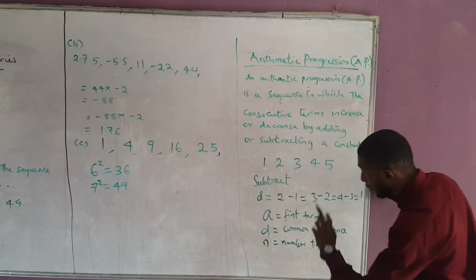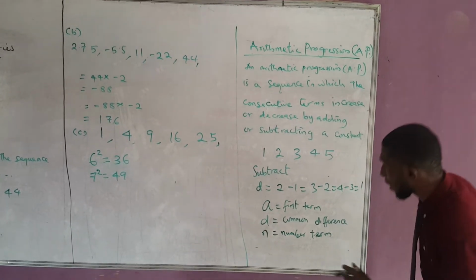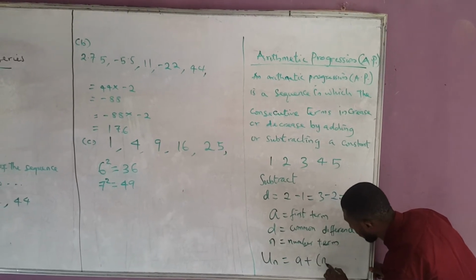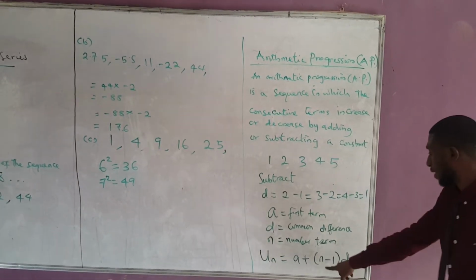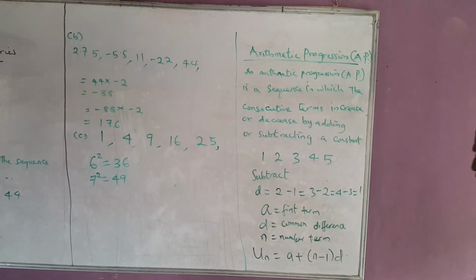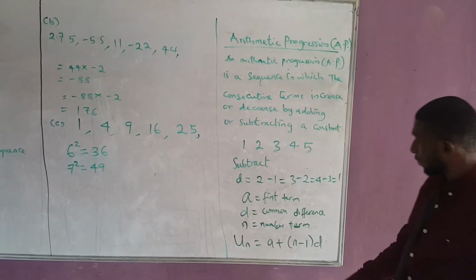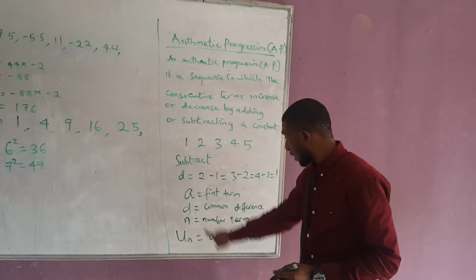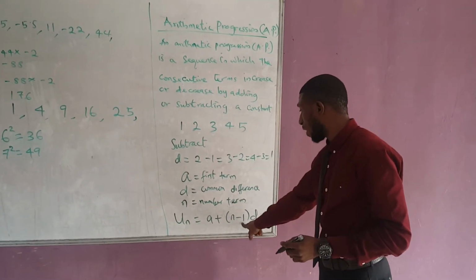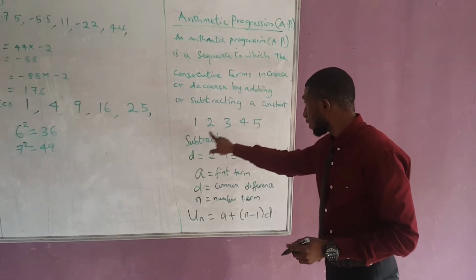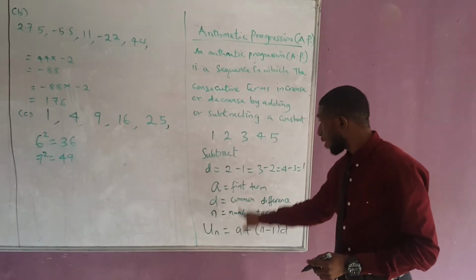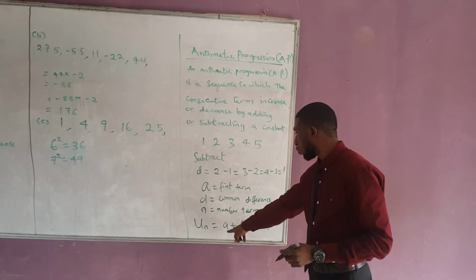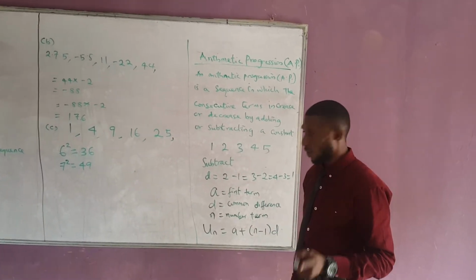So in short, to write the formula for the nth term, we use U of n equals A plus, in brackets, n minus 1, times D. And that's the formula we use for the nth term. You will notice from what we have here, when we are looking for number 2, it's the same thing as 1 plus 2 minus 1, times our common difference, which is 1, which is 1 plus 1, to give us that 2.